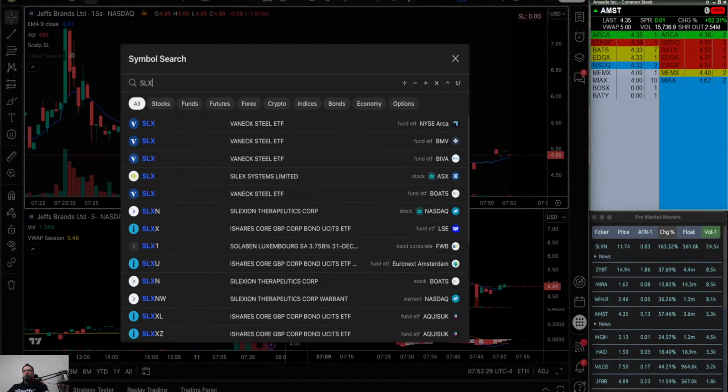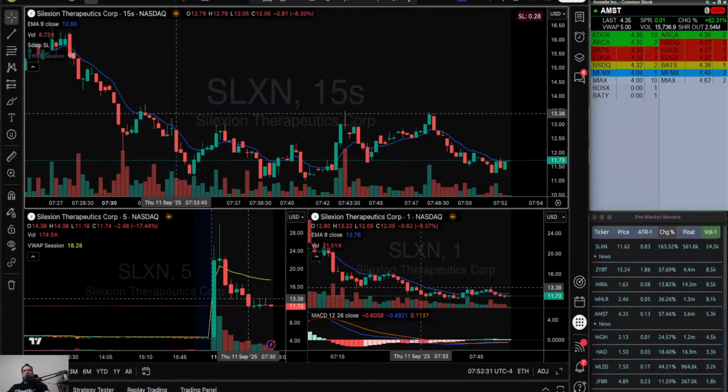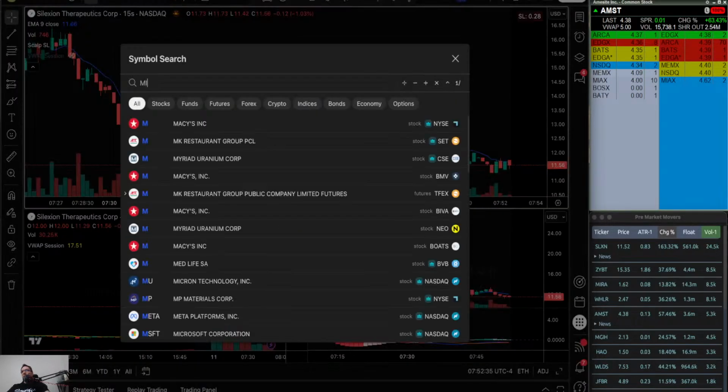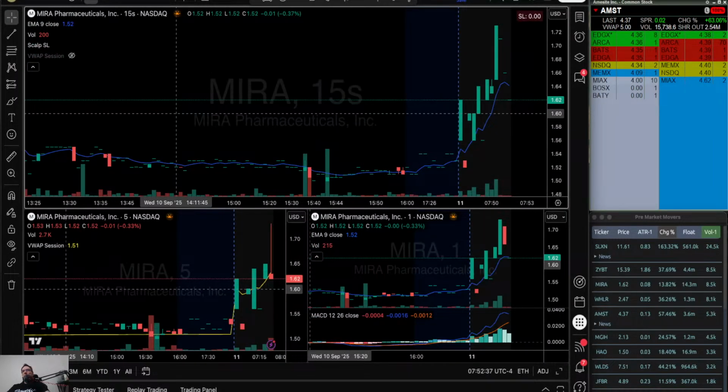SLXN is a wacky thing. Myra. Boy, look at that 5 minute topping tail right there, the one that's forming. Not something you want to get into.